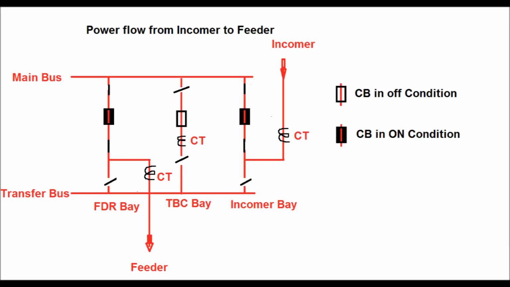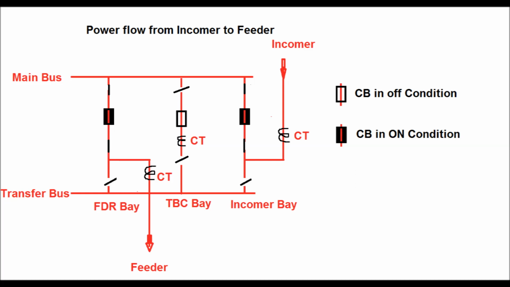Now a single line diagram has been shown here, which includes a main bus, one transfer bus, one incomer and one feeder, and also one TBC bay. Now how the power flows from the incomer to the feeder is shown in this diagram. First, the incomer power flows towards the main bus by closing the 89L or line side isolator and the main bus side isolator, that is 89A, of the incomer bay.